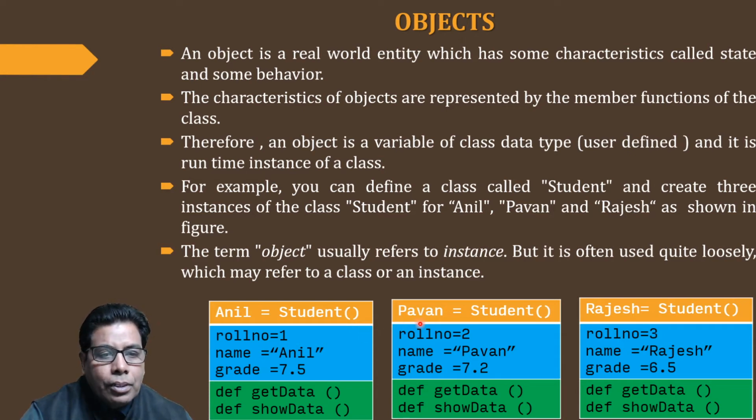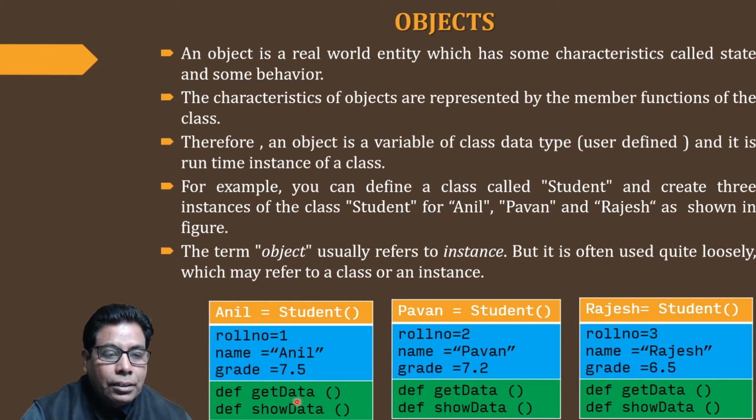Similarly, in this case we have given the name of the object as Pawan is equal to student bracket, and here Rajesh is equal to student bracket. So in this way we can create the objects, and we have shown the attributes associated with the object Anil. So roll number is 1, name is Anil, and grade is 7.5.